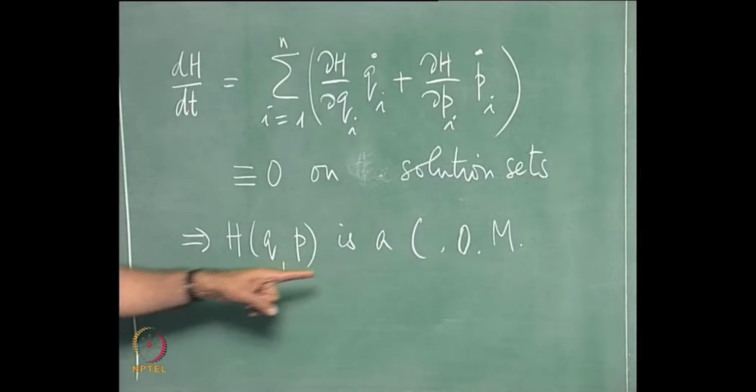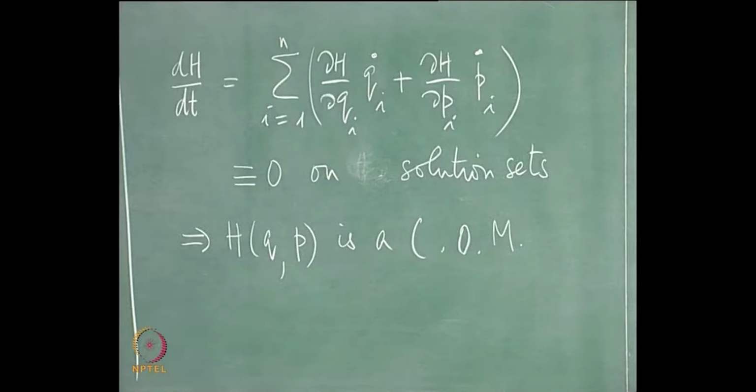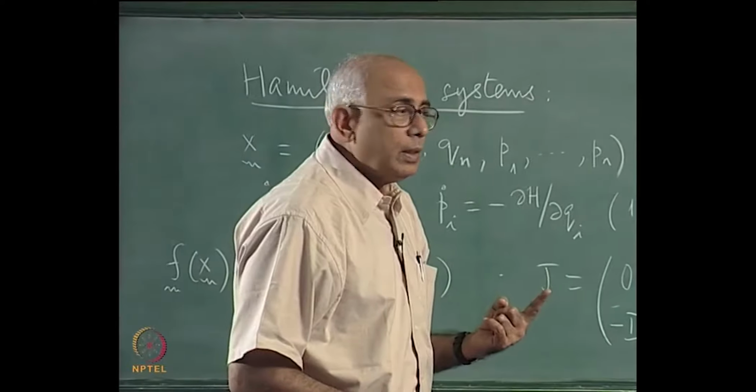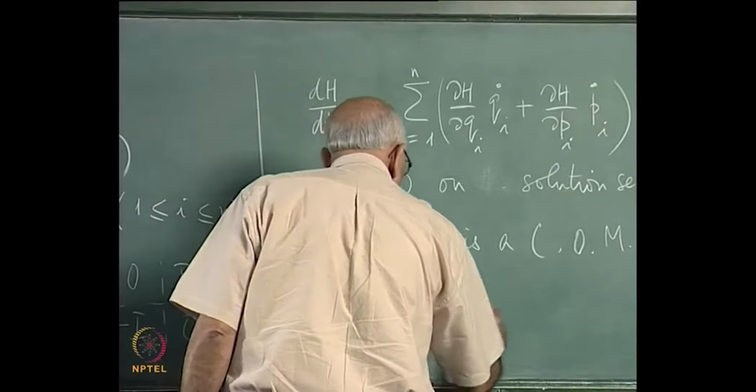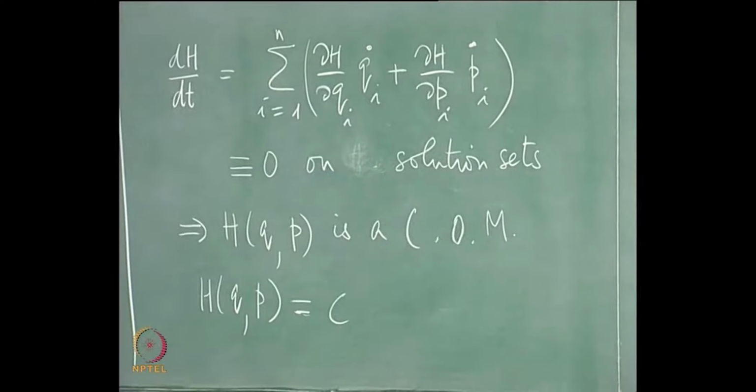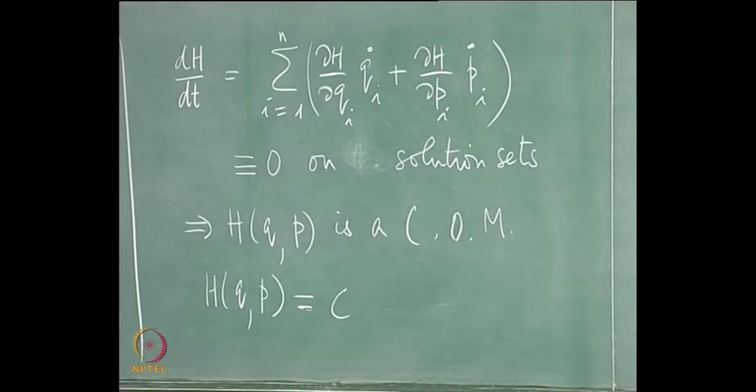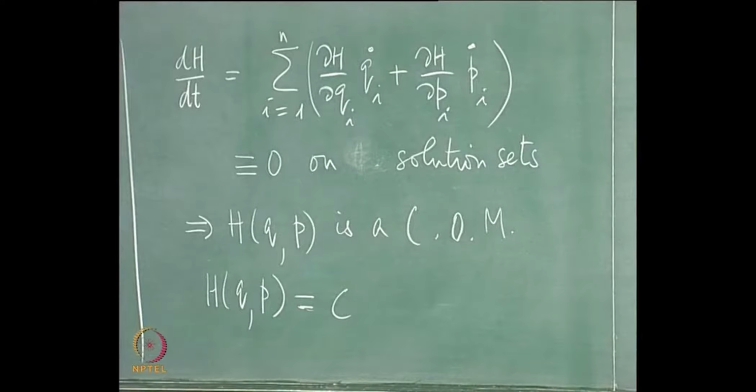This implies also that the trajectories lie on the surfaces on which H is a constant. So you recall we are now working in a 2n dimensional phase space, and any statement of the form H(q, p) is equal to a constant defines a 2n minus 1 dimensional hypersurface in this 2n dimensional phase space, and you are guaranteed that for any set of initial conditions the motion or the phase trajectory lies on this hypersurface.